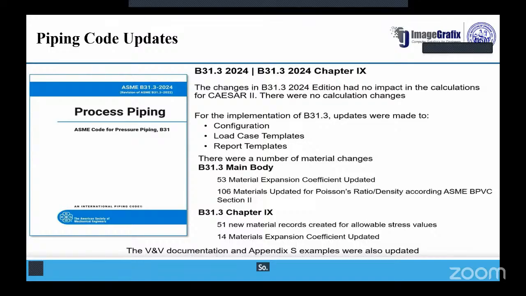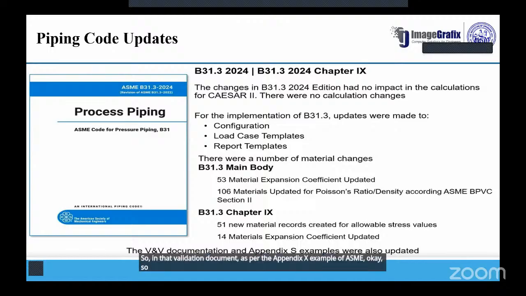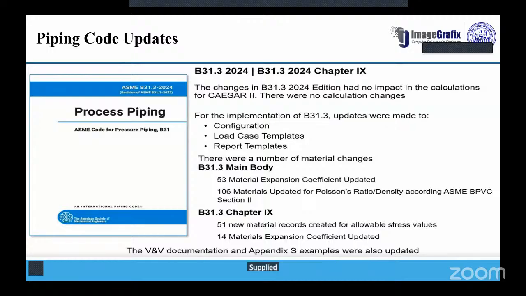So in that validation document, as per the Appendix X examples of ASME, those examples have also been updated into it. So if you want to see the validation report and utilize the examples, that has also been updated. That will be supplied to you along with Caesar 2 version 15.